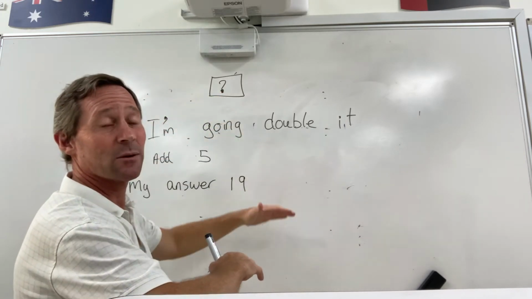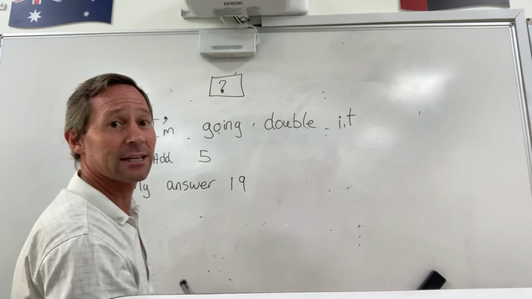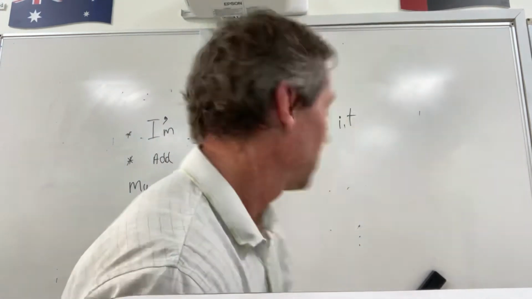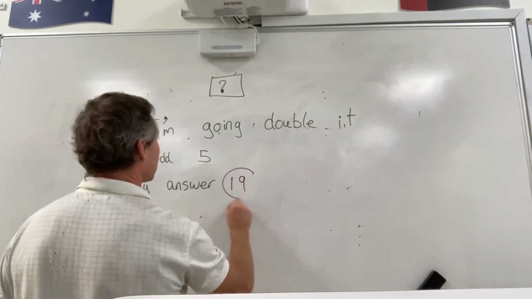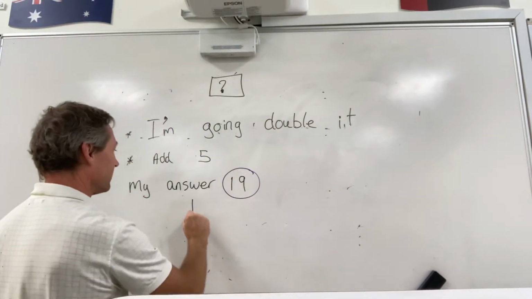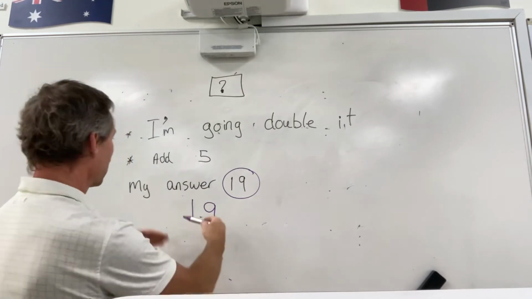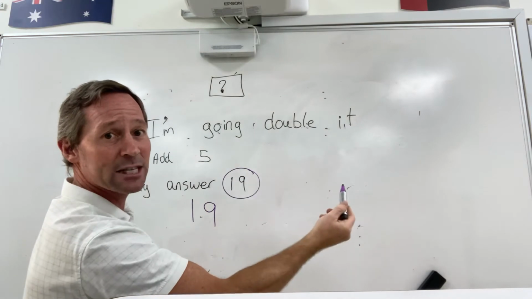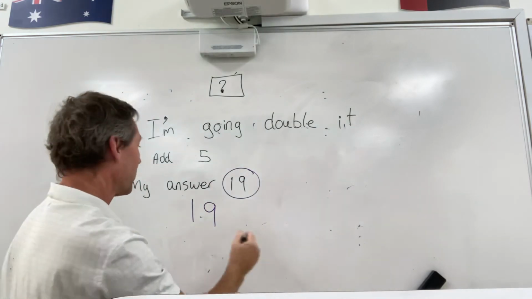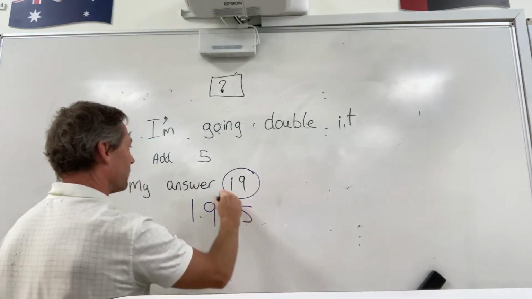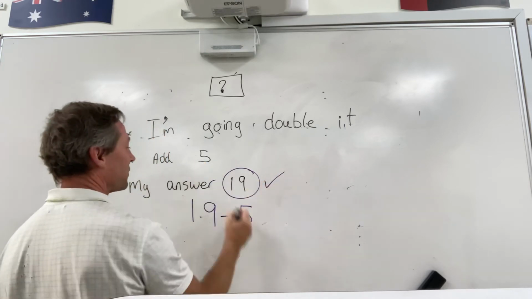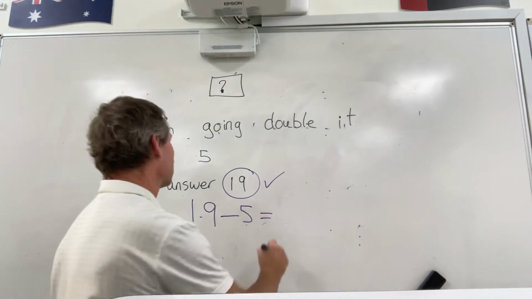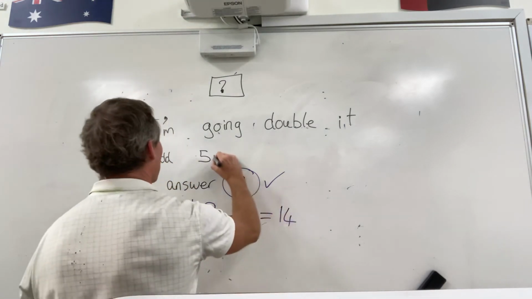So again, this is where we have to do things in the opposite direction, the inverse. So we start at the end, go the opposite way. So here is 19. So I'm going to start with 19. Instead of adding 5, the inverse operation, minus 5. That would give me 14.